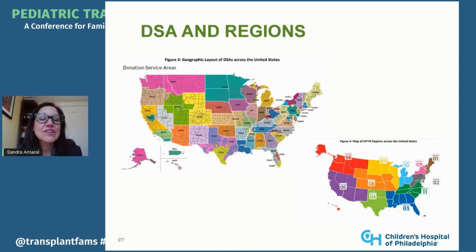So this is just a graphic showing you the DSAs. There are 57 donor service areas, which have traditionally been kind of our unit of organ distribution. And there are 11 regions across the United States. You can see that there are varying sizes and populations.